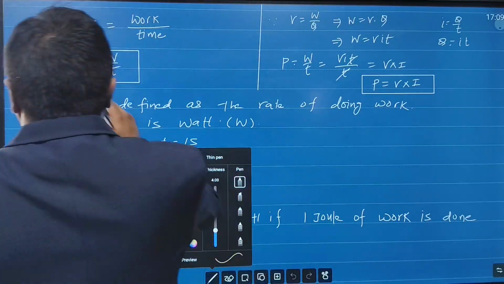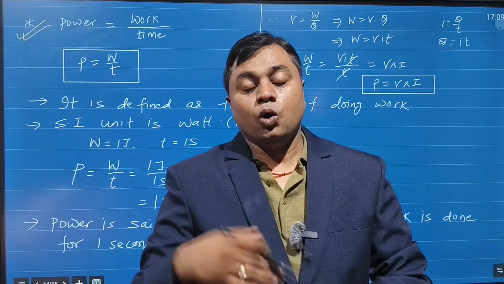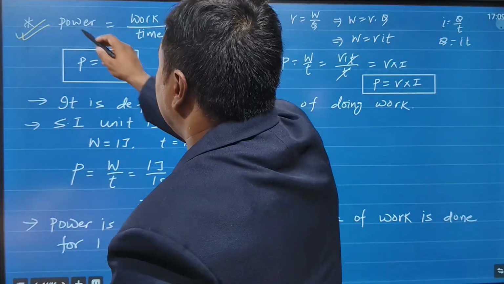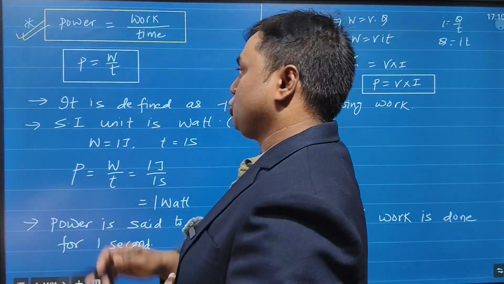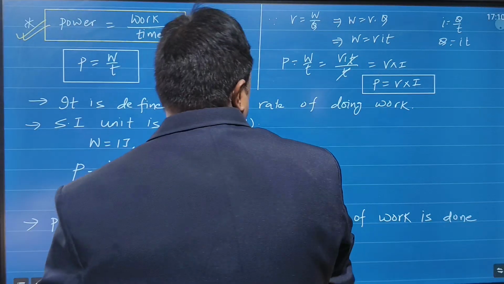Okay. Next we have the concepts of power. What is power? Power is nothing but the rate of doing work. Work done by time is called power. Is it clear? What is power? Rate of doing work. Work done by time. So P is equal to what? W by T. So it is defined as the rate of doing work.